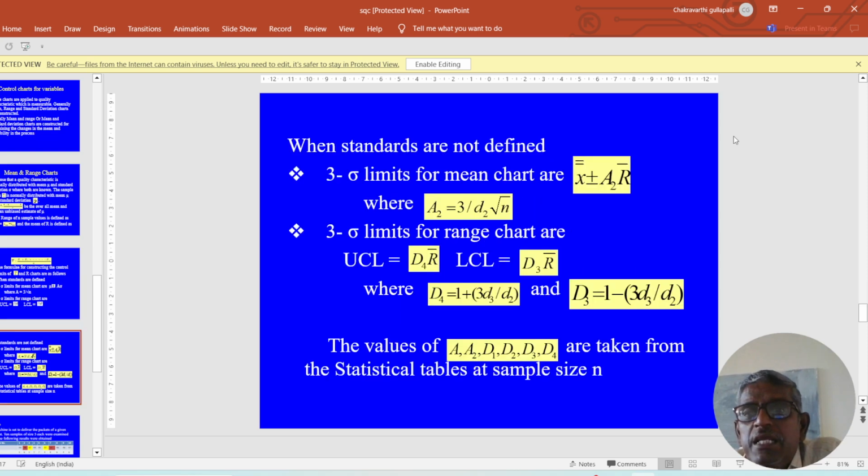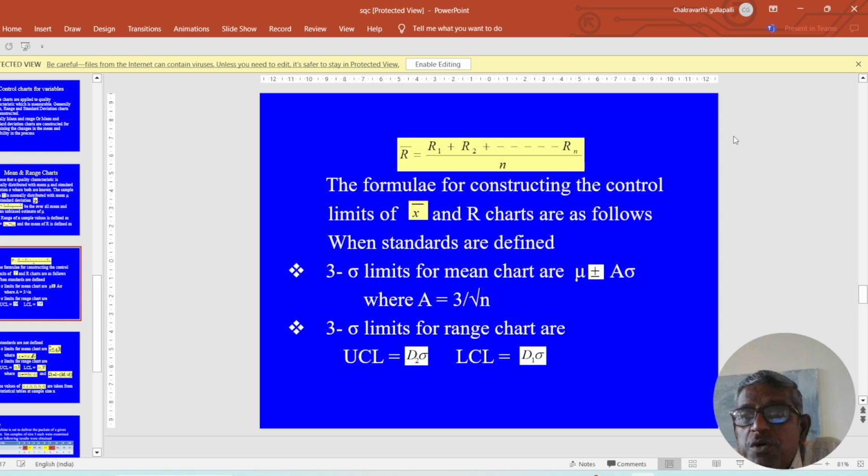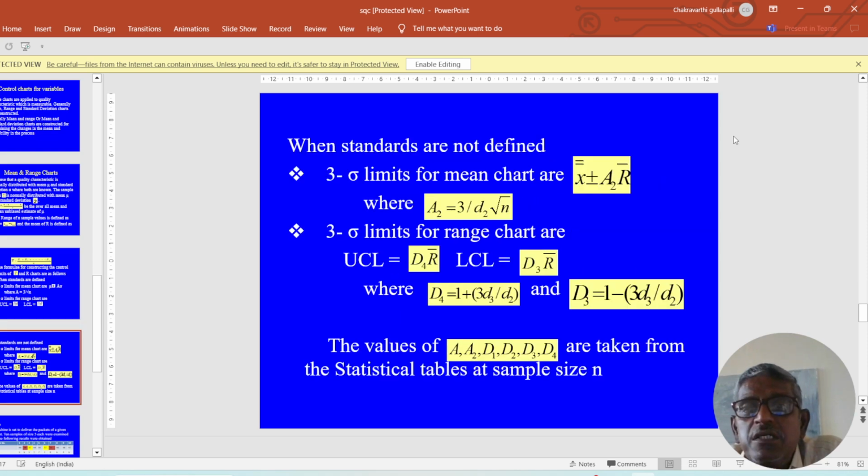Now, generally, mu and sigma are unknown. So we are using their unbiased estimates. X double bar is the unbiased estimate of mu, and the unbiased estimate of sigma is R bar by d2. So we are substituting those values, and we get x double bar plus or minus A2 R bar.